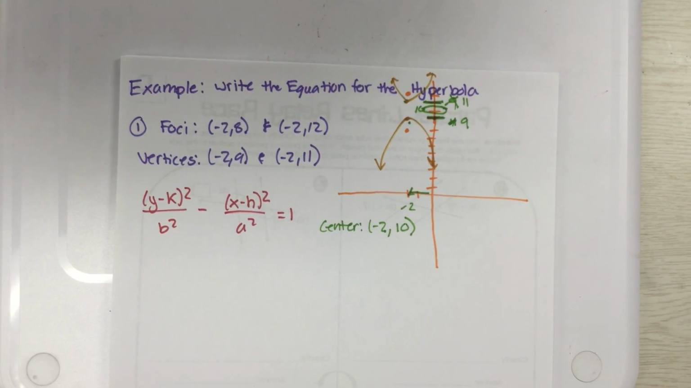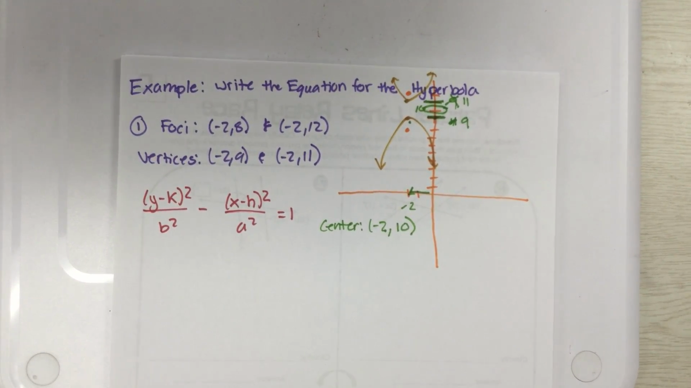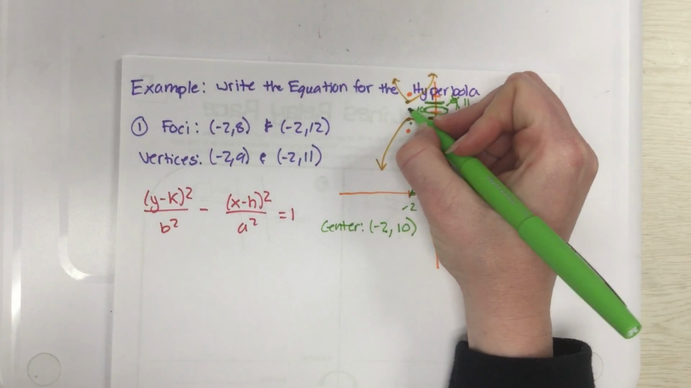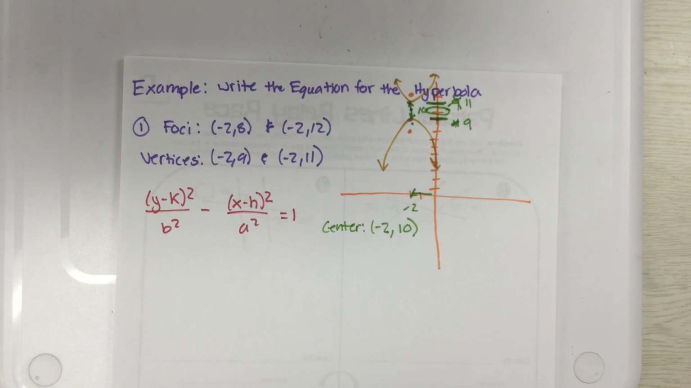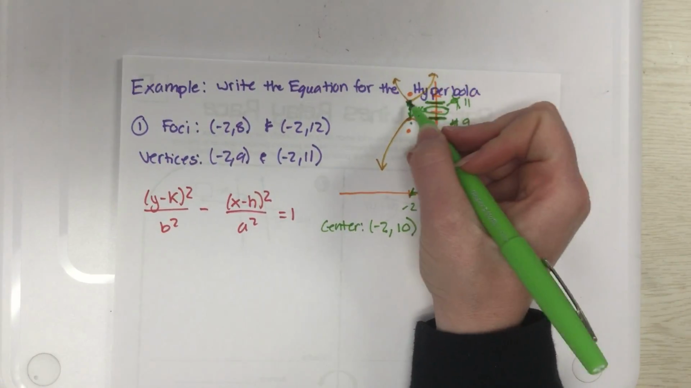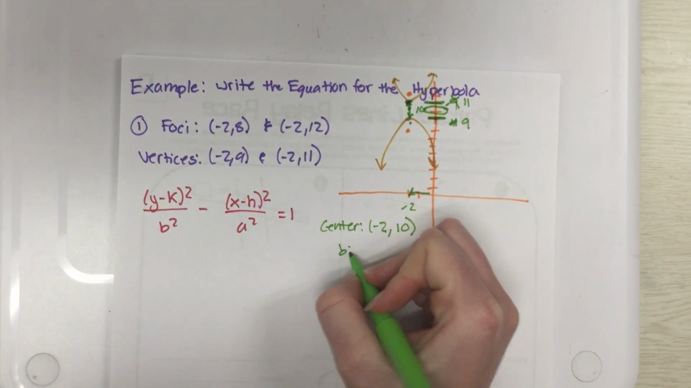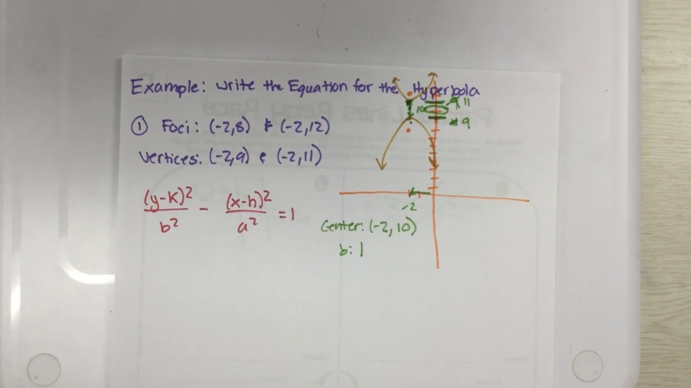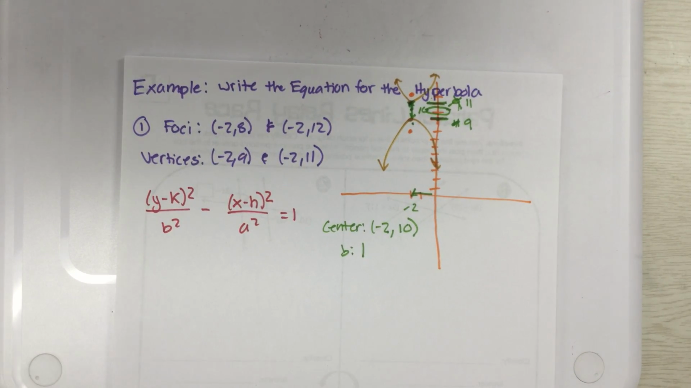All right, so the next value you can find very easily is your b value. Okay, and so the b value is that vertical distance, okay, to the vertices, all right, from your center. Not to the foci, that's c, right? To the vertices, all right? And so this is my b value. So to get from 10 to 11, you go 1. Or to get from 10 to 9, you go 1. So b is 1.